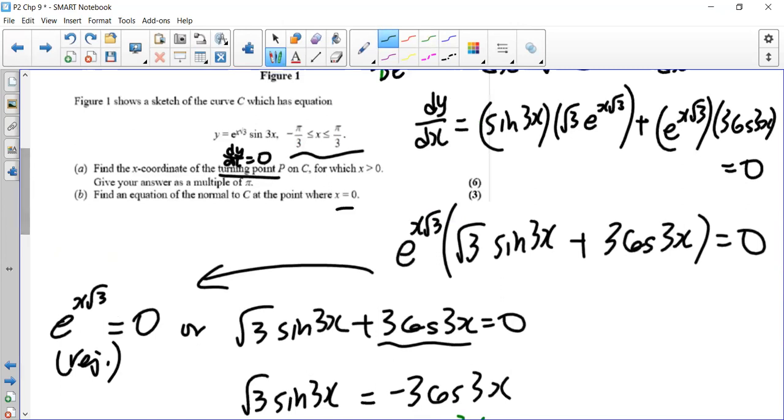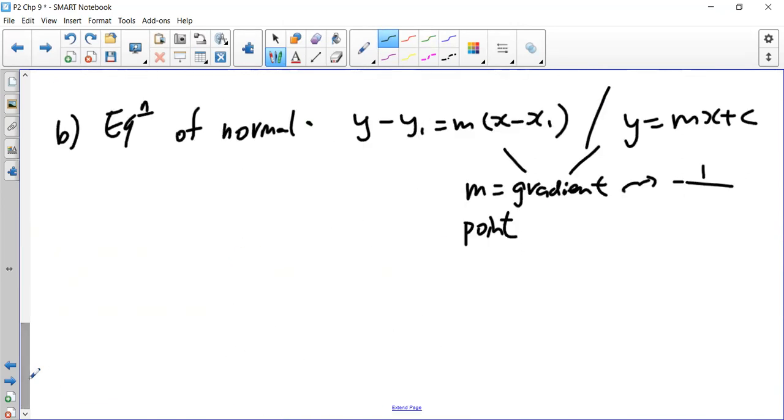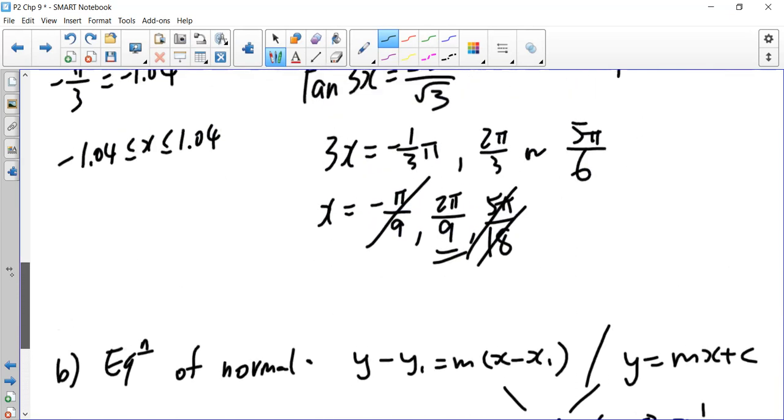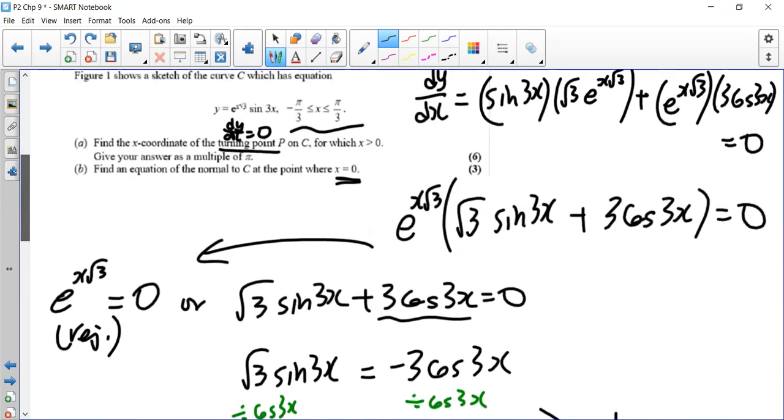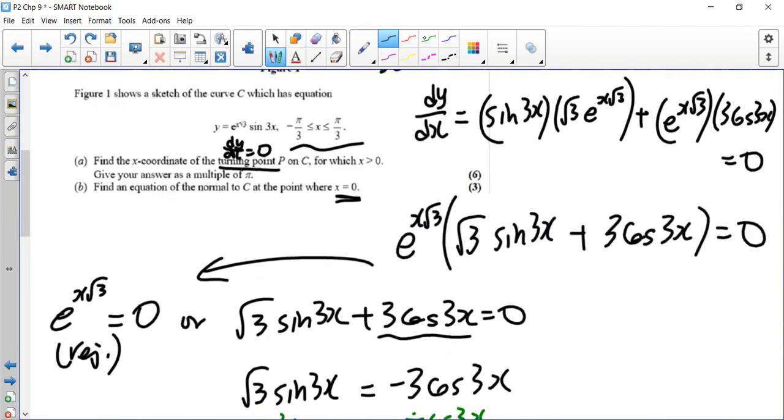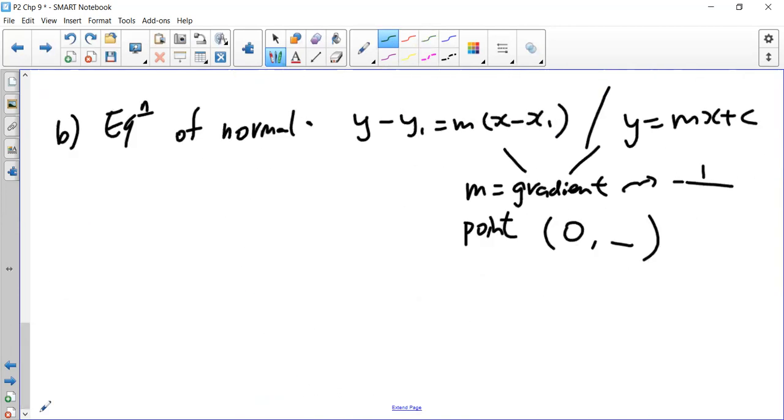So have we got a point? We've got x equals 0, but that's not enough. So the point is 0, something. So we've got some work to do. Let's work out the gradient. To work out the gradient, I need to use the gradient function, which is here. We're going to use dy by dx, because dy by dx gives you the gradient.